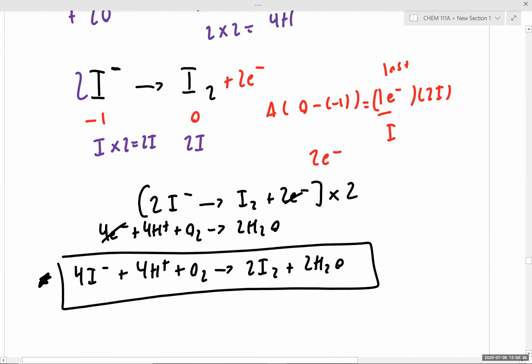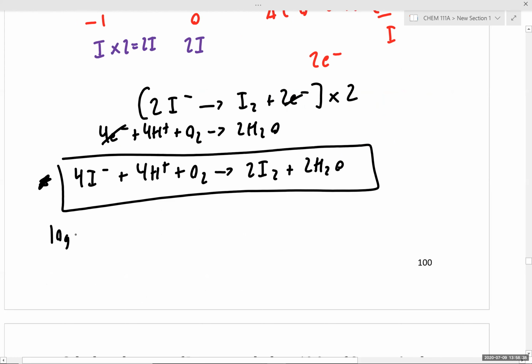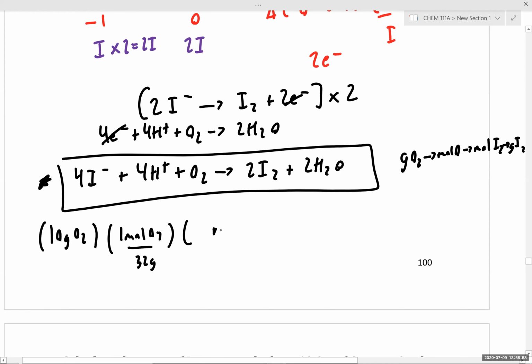Okay, so starting with 10 grams of oxygen, we're going from the grams of oxygen to the moles of oxygen to the moles of iodine to the grams of iodine. So we know that in 1 mole of oxygen, we have 32 grams. How many moles of iodine do we have per mole of oxygen?